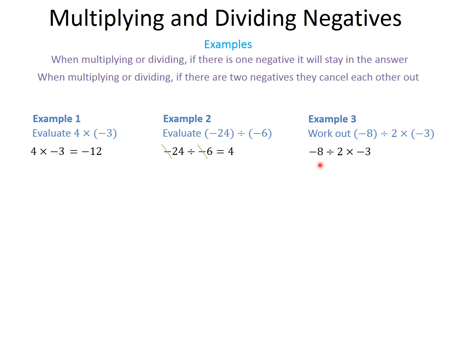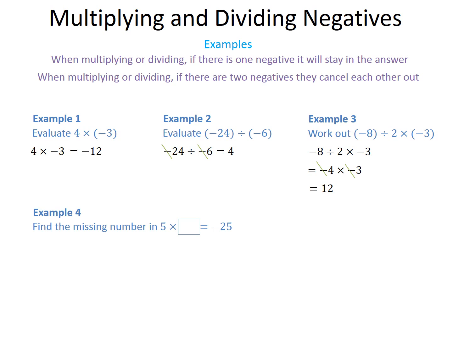And so negative 8 divided by 2: 8 divided by 2 is 4, and there's a single negative. I'm not worried about this negative at the moment because I'm ignoring this whole thing. I'm only focusing on working out negative 8 divided by 2. So that's negative 4. So I write that down, and I just copy the times by negative 3 down as well, because I haven't used that yet. And now I can work out negative 4 times by negative 3, and so 4 times 3 is 12, and there's two negatives, they'll cancel out, and I'm left with just positive 12.